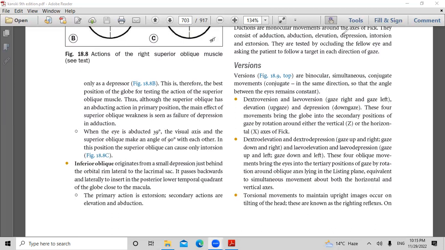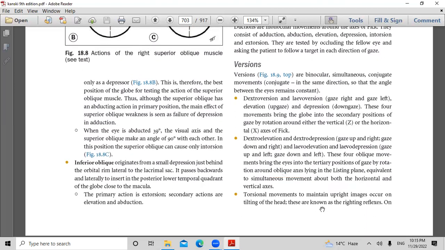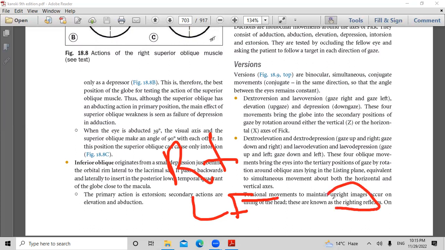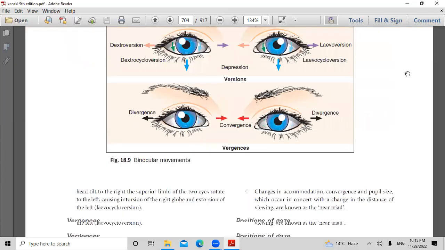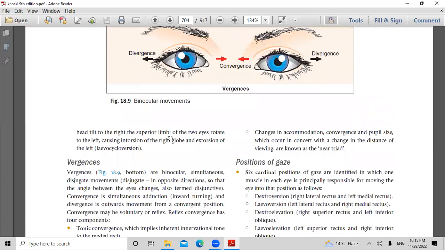Then the last thing is the torsional movement, to maintain upright images on tilting of the head. So here when there is head tilt to the right and head tilt to the left, we have torsional movement. These are known as the righting reflexes. On head tilt to the right, the superior limbi of the two eyes rotate to the left, causing intorsion of the right globe and extorsion of the left globe.